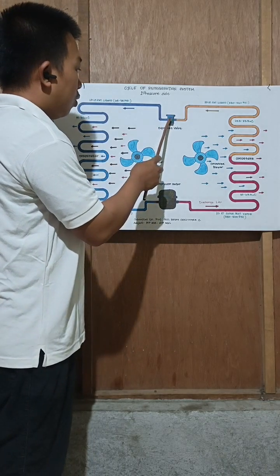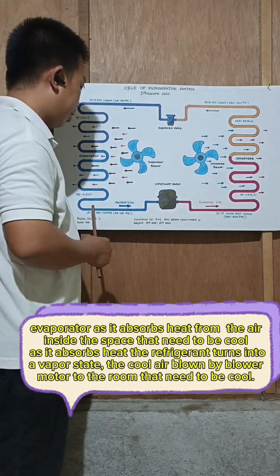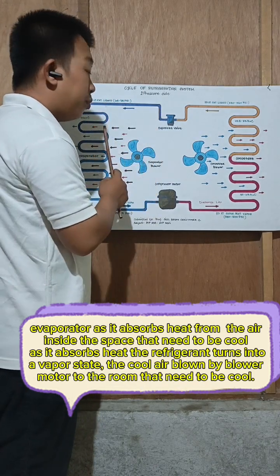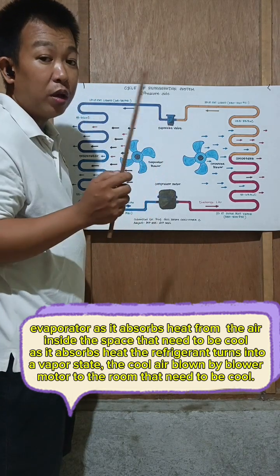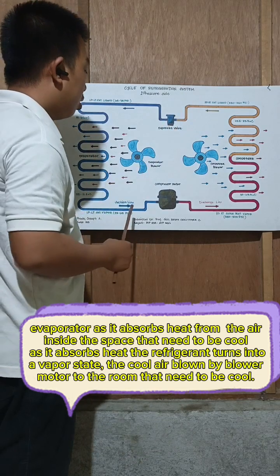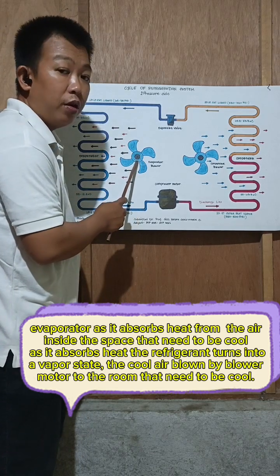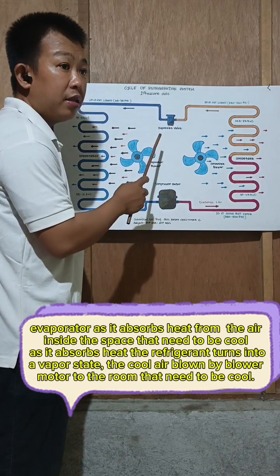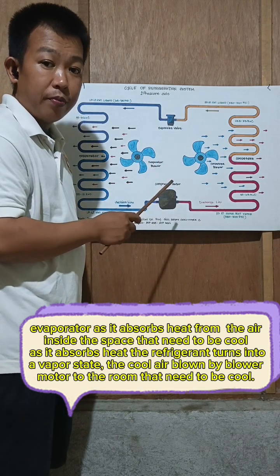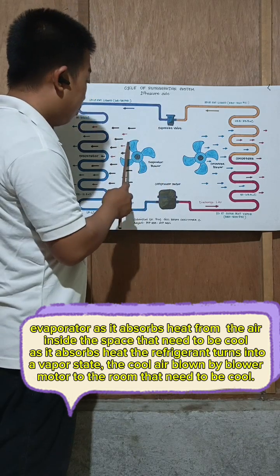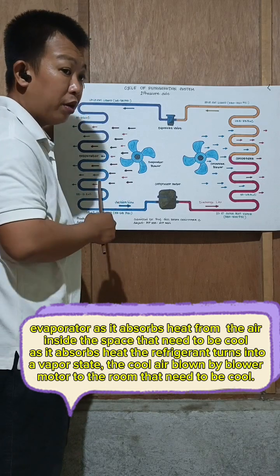When it comes out of the expansion valve, the refrigerant flows into the evaporator. Here, it absorbs heat from the air inside the space that needs to be cooled, with the help of the evaporator blower. The evaporator blower sucks in the air of the room that you want to cool and blows it into the evaporator coil or evaporator fins.